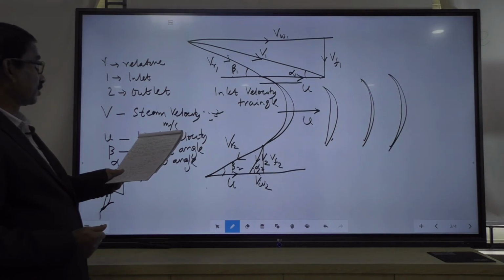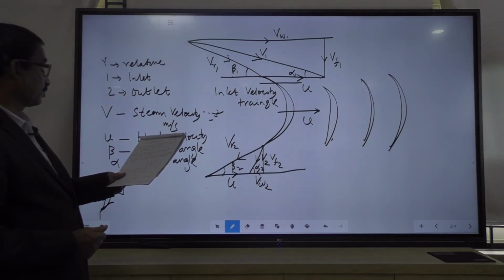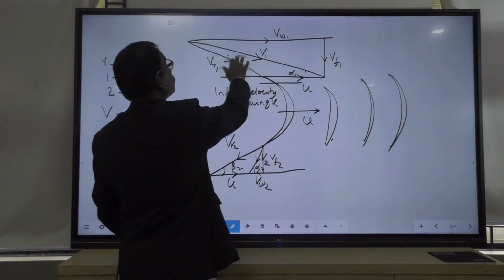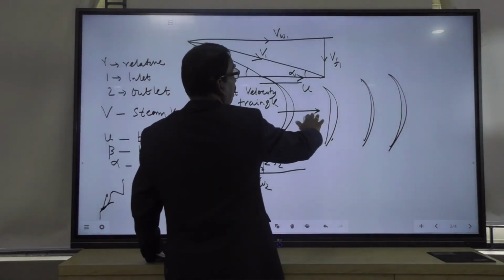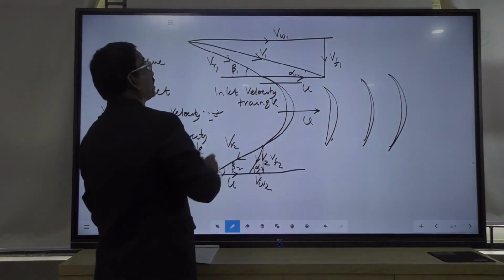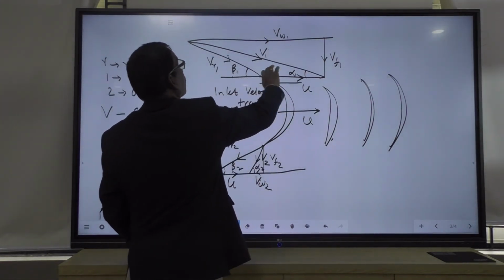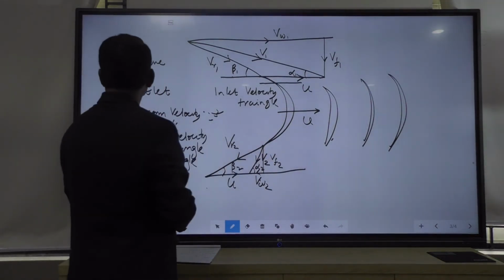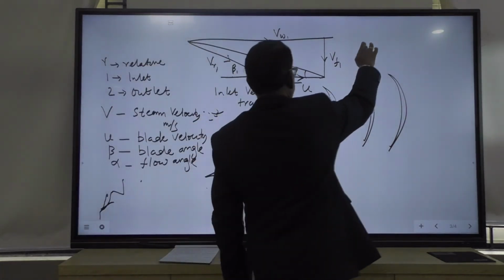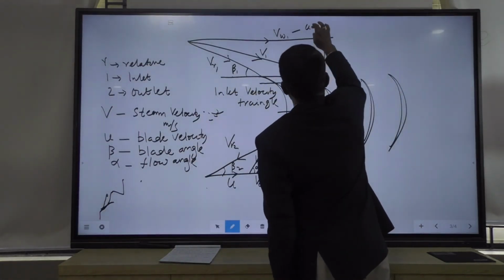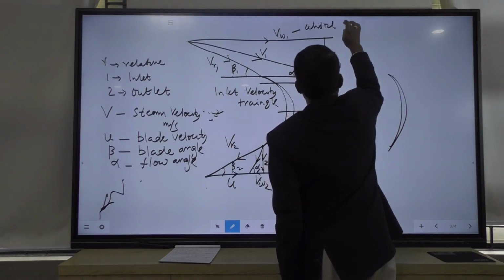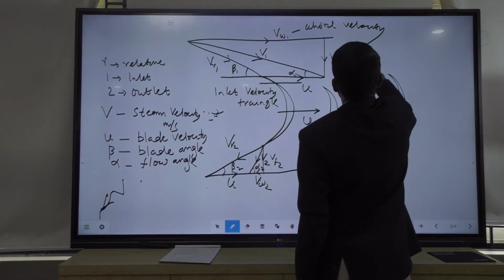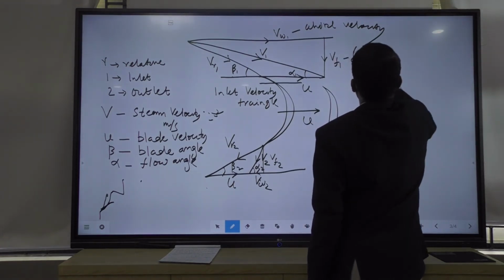Number 3: the component of the steam velocity in the direction of motion of the blade is called the wheel component. This component of V1 is horizontal and the blade velocity is also horizontal. So, this component Vw1 is responsible for doing work, that is known as wheel component, wheel velocity, and this is called flow velocity, Vf1, flow.